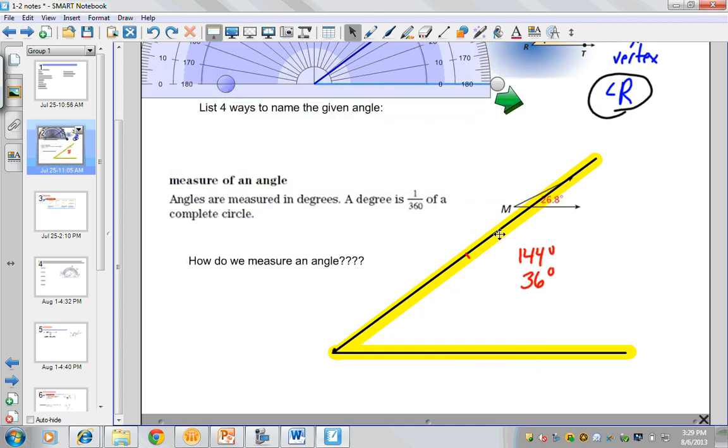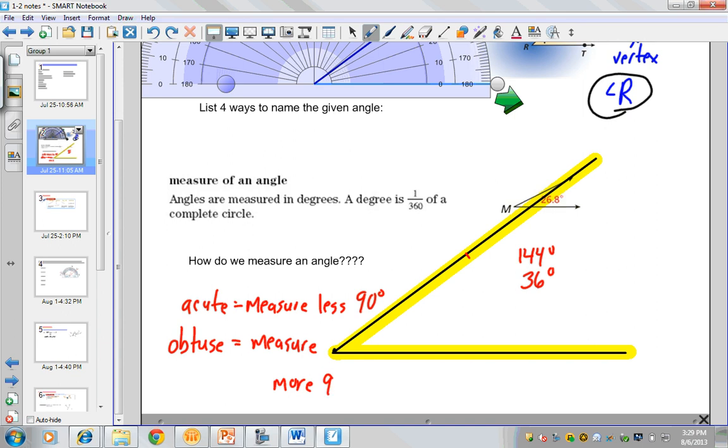Move that out of the way. Now you would have to determine if this is an acute angle or an obtuse angle. If you remember, an acute angle is whenever you're dealing with a measure that is less than 90 degrees. And an obtuse angle is when you're dealing with a measure that is more than 90 degrees. Now, a 90-degree angle is an angle that looks like this.